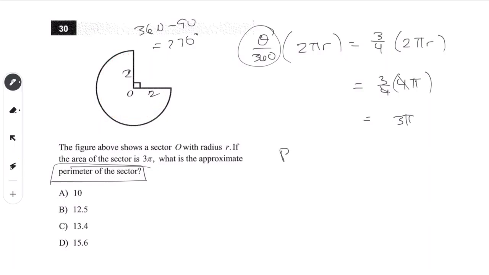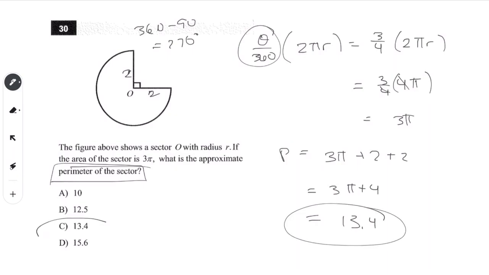So to find the perimeter of the sector, that's going to be 3 pi, this length, plus this radius, plus this radius, plus 2, plus 2. So we get 3 pi plus 4. Put that in your calculator, and you should get 13.4. C.